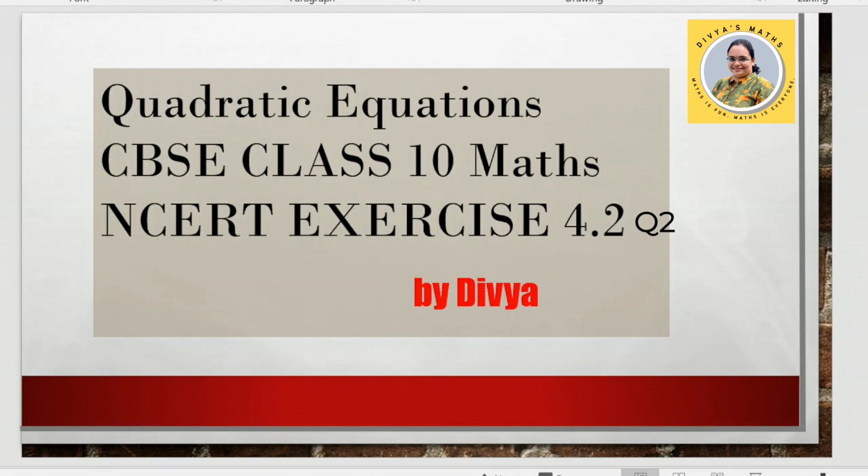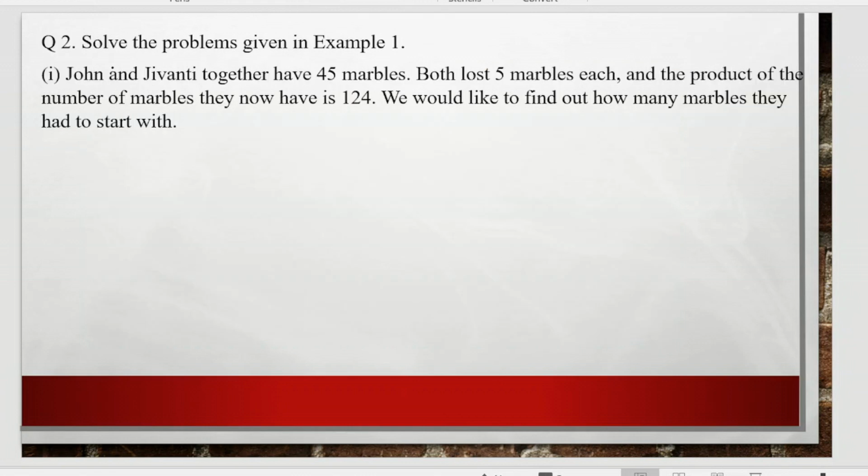So let's get started. Today we will be solving question number 2. Solve the problems given in example 1. We have two questions in example 1, and we will be solving them today. The first one is: John and Jivanti together have 45 marbles. So see here, John and Jivanti both together have 45 marbles.